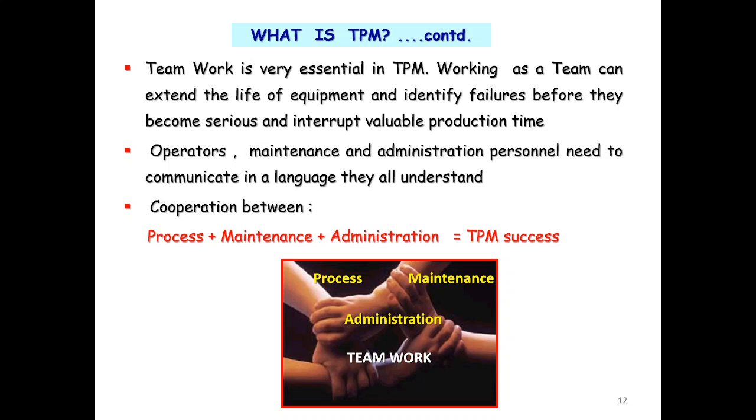What is the role of administration personnel in TPM? They should support the process and maintenance team and work as a team to extend the life of the equipment by procuring machine parts, lubricants, etc. in time, before the machine stops for want of these materials, which will interrupt valuable production. Operators, maintenance, and administration personnel need to communicate in a common language they can understand. Cooperation between operators, maintenance, and administration personnel will definitely lead to the success of TPM.